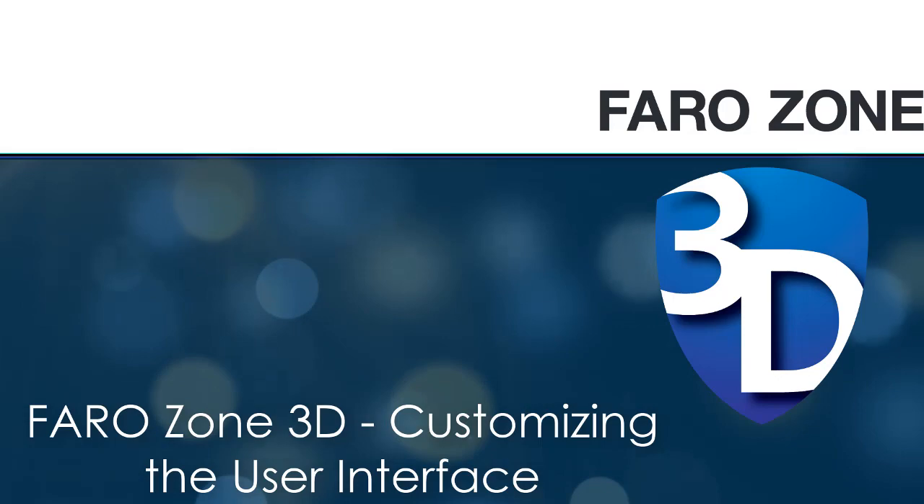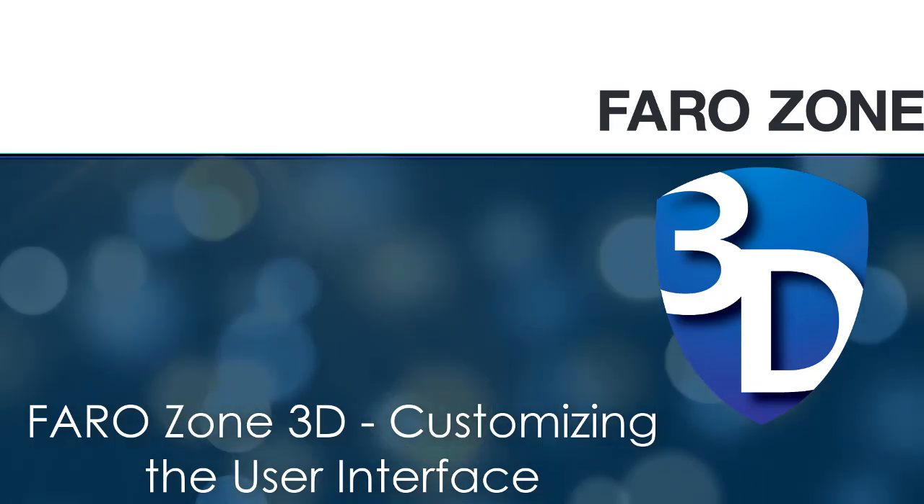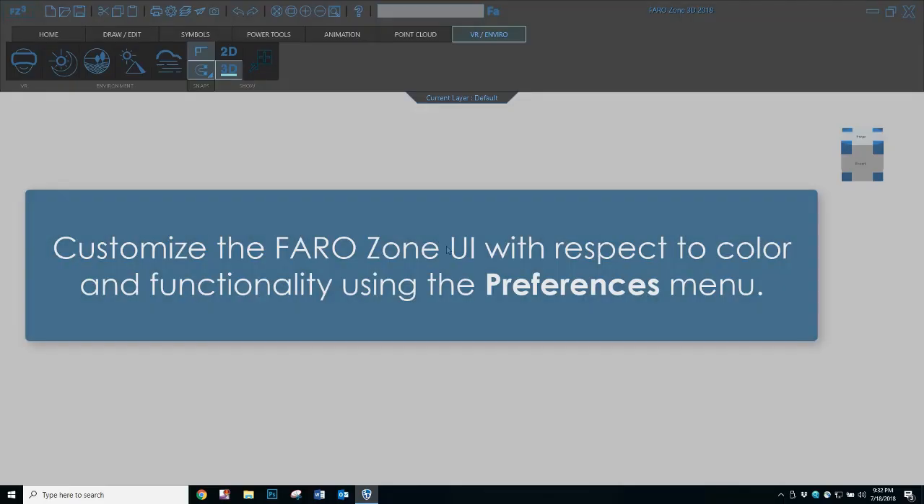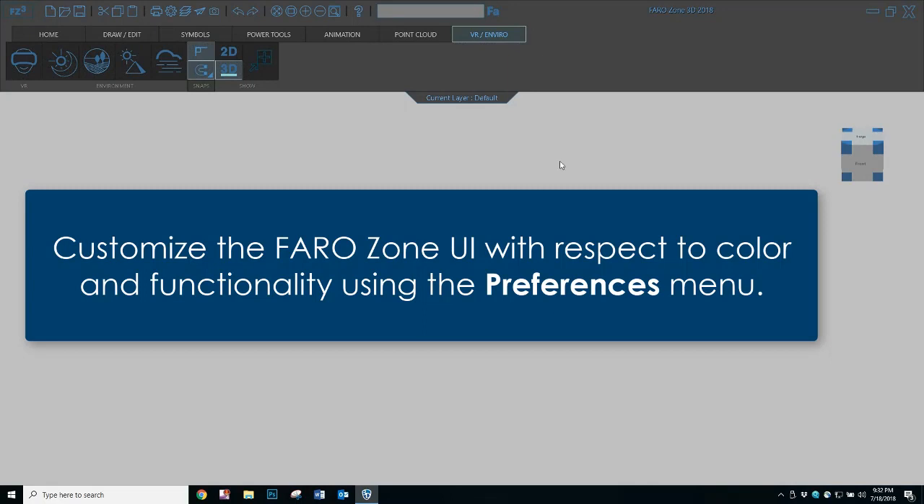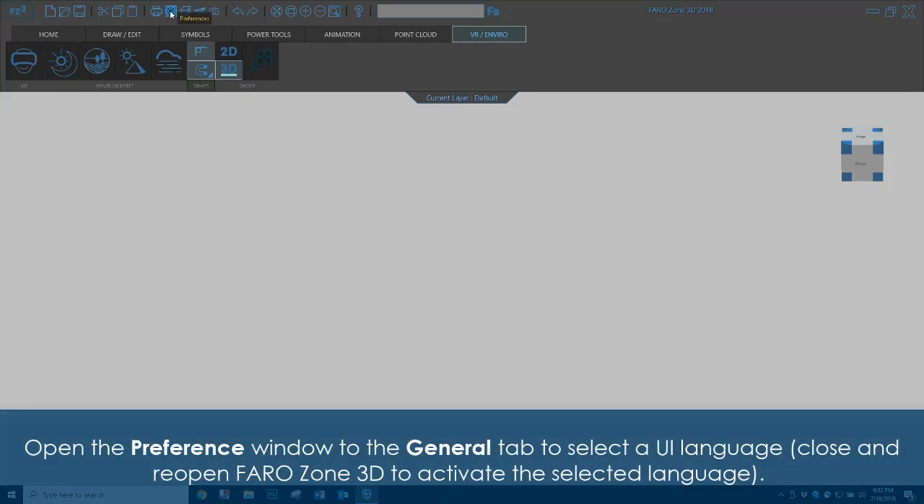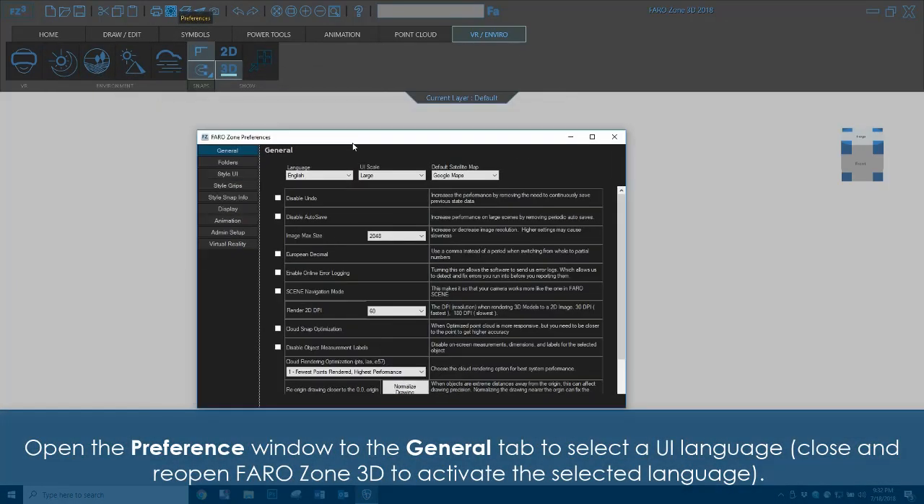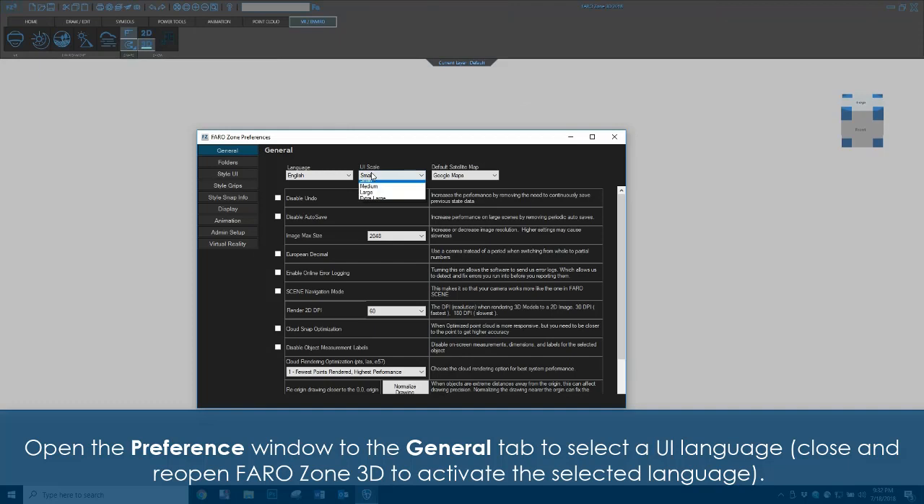FARO Zone 3D, customizing the user interface. Customize the FARO Zone UI with respect to color and functionality using the Preferences menu. Open the Preference window to the General tab to select a UI language. Close and reopen FARO Zone 3D to activate the selected language.